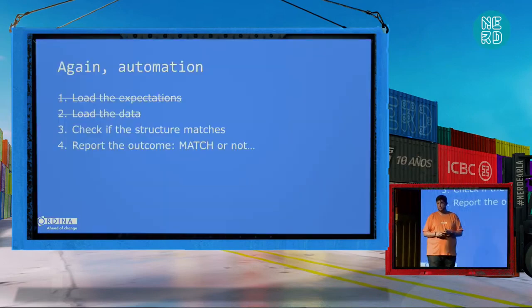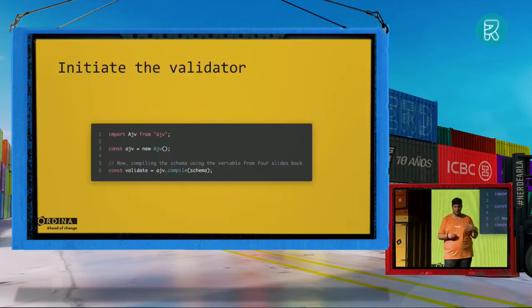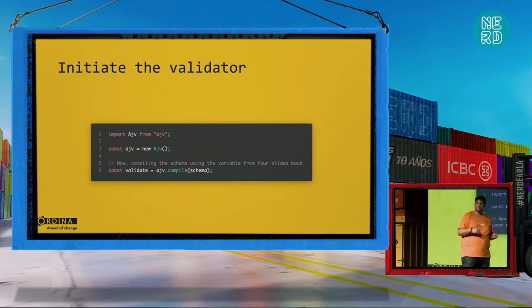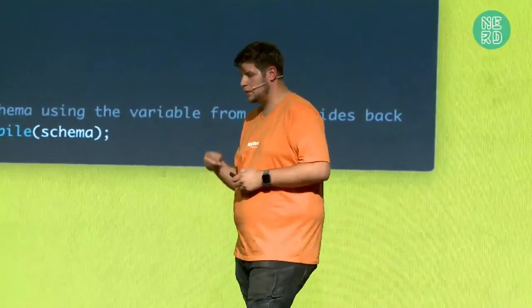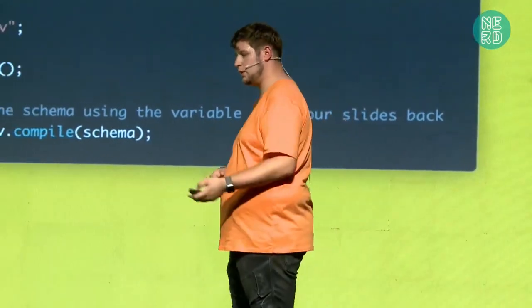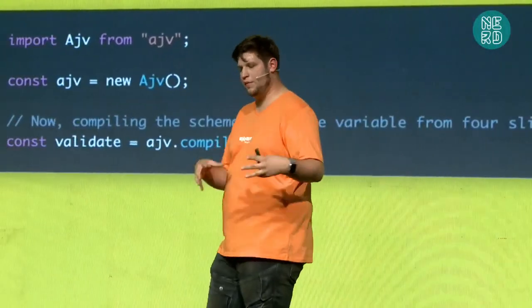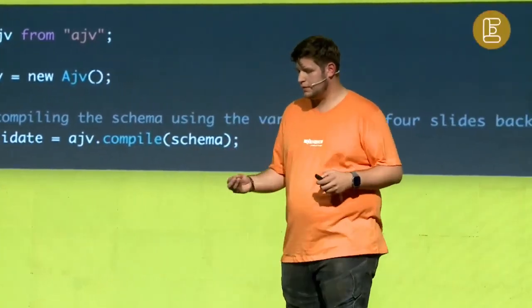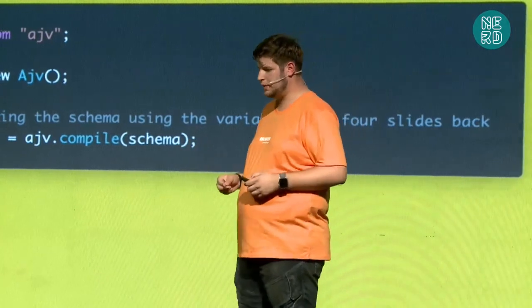With that, they have both set, and now they want to check, does that structure match? So they use, again, an NPM package. It's called AGV, which takes care of that whole process of checking the schema. So they're initiating it by running the AGV compile function, and now they have a validating object, which they are able to use later on to validate stuff.